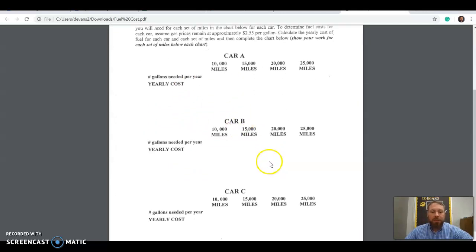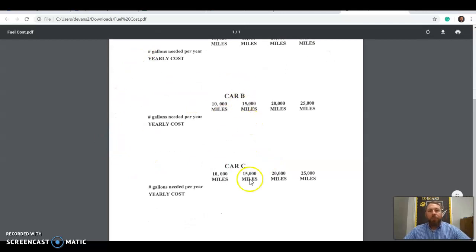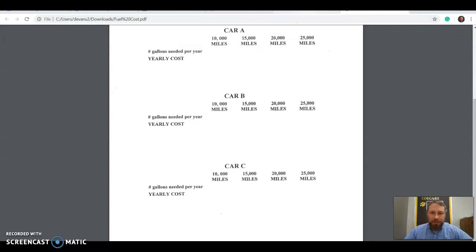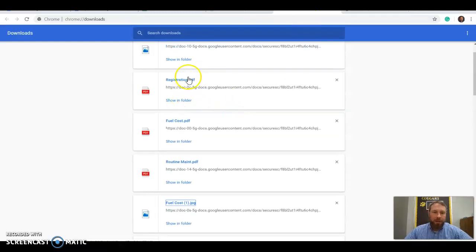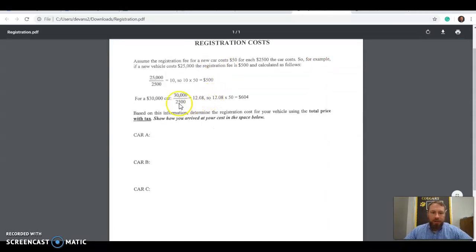And then you're going to make sure you put these totals in on worksheet 1 as well. The last thing you're going to do is calculate your registration. It's pretty straightforward. The sheet for registration looks like this, and you're going to assume that the registration fee for a new car costs $50 for each $2,500 the car costs. So if a new vehicle costs $25,000, the registration fee is $500. So we're just assuming you're going to pay $50 per $2,500 that your car costs.